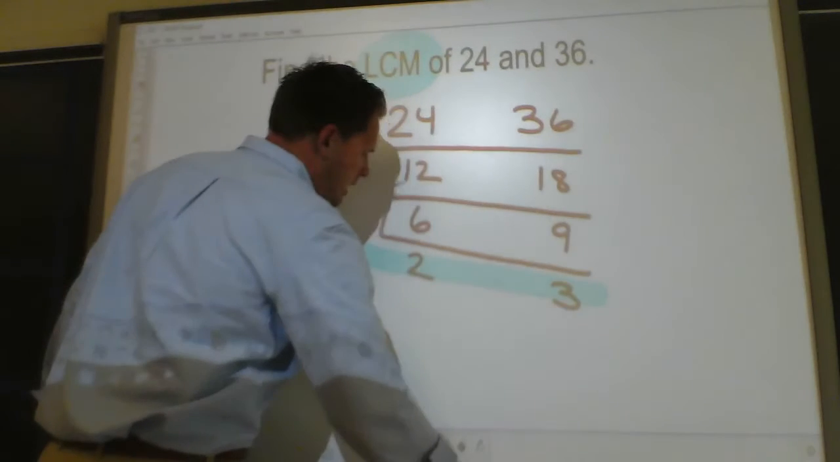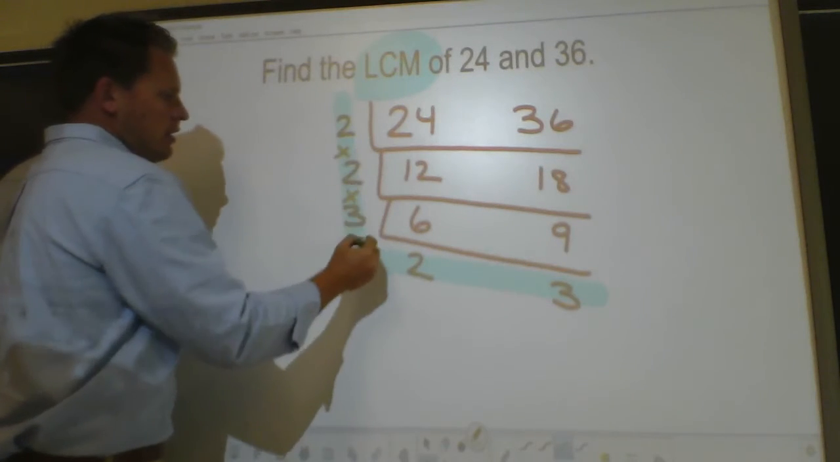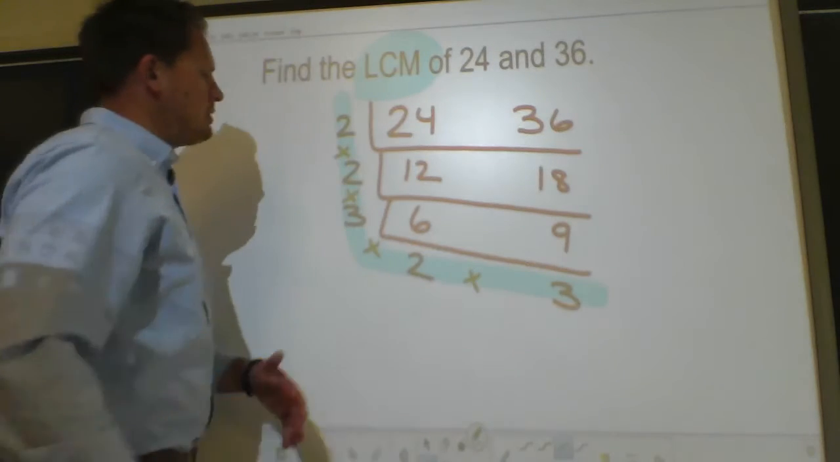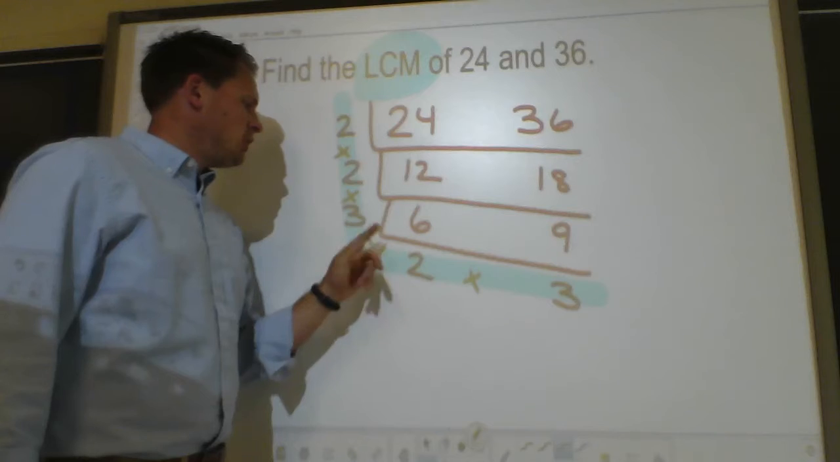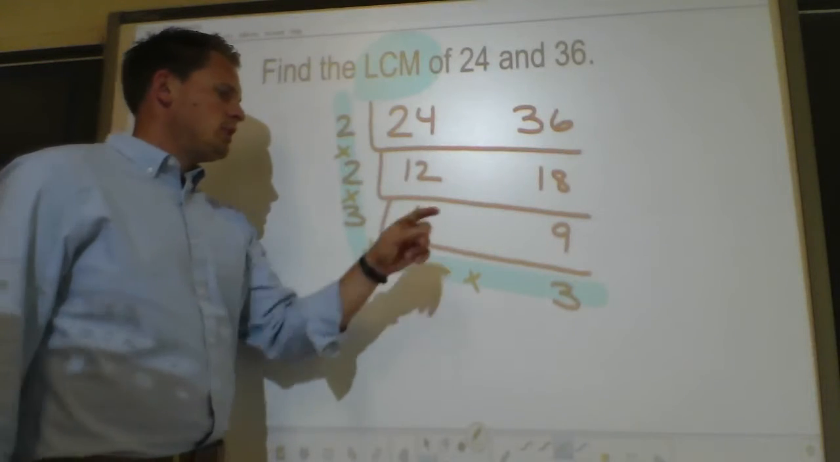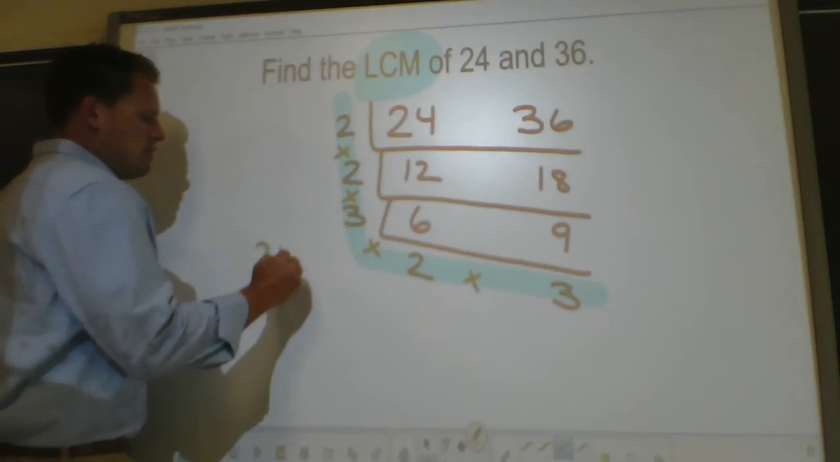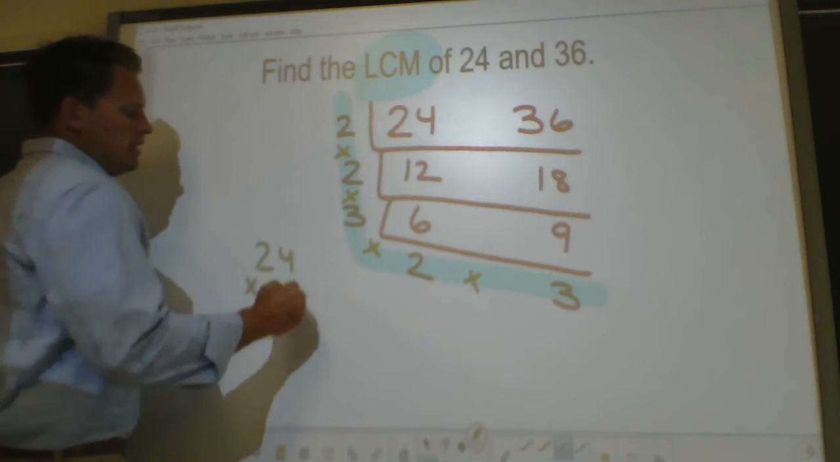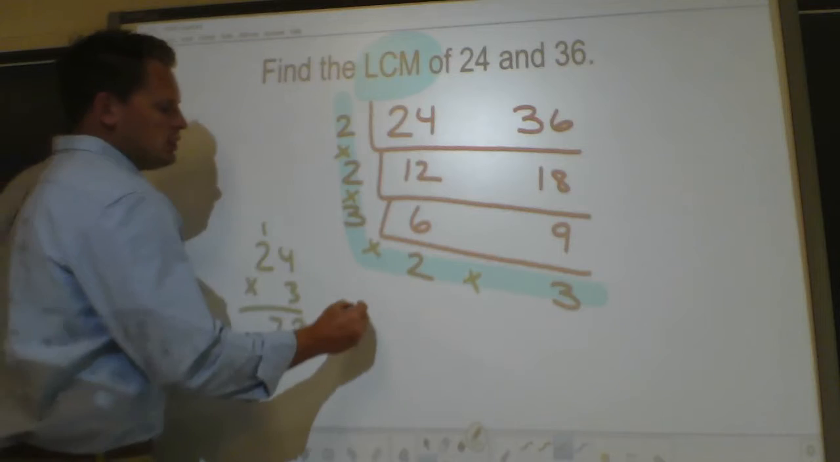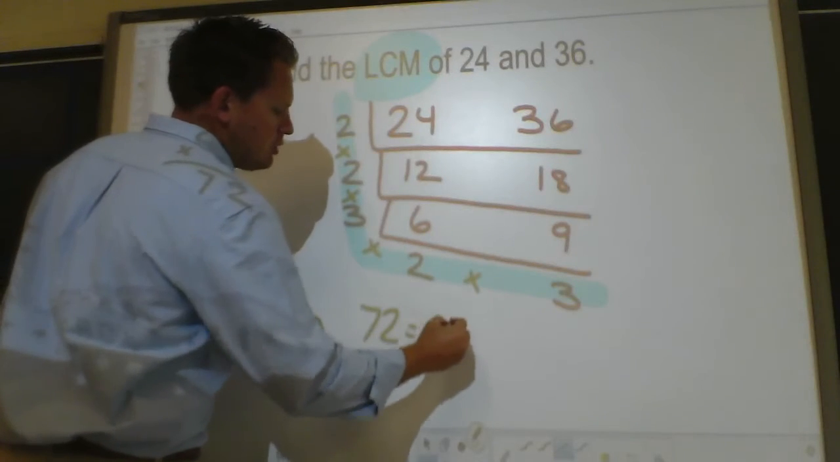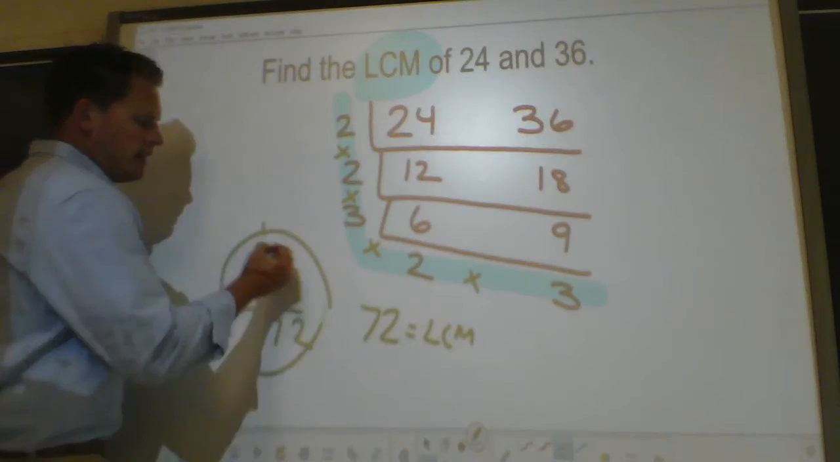Okay, and I'm going to multiply those numbers together. And if you have to do the numbers out, do the numbers out. No big deal. 2 times 2 is 4. 4 times 3 is 12. 12 times 2 is 24. 24 times 3, 12, 1, 6 plus 1, 72. 72 is your LCM.